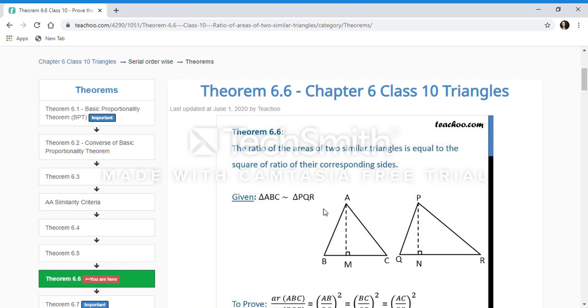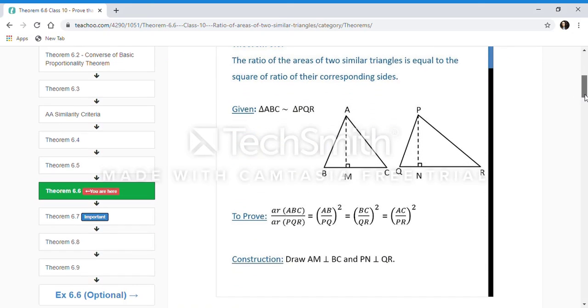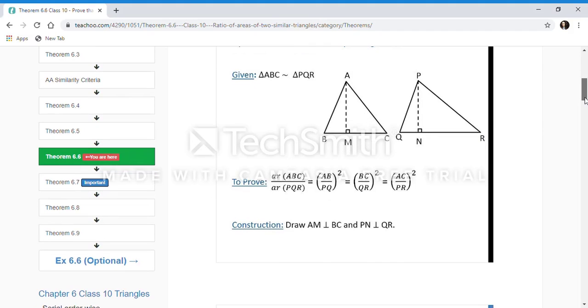It is given that two triangles ABC and PQR are given, and we have to find the ratio of their areas. Thus we have to prove that area of triangle ABC is to area of triangle PQR is equal to the ratio of their corresponding sides, squared.